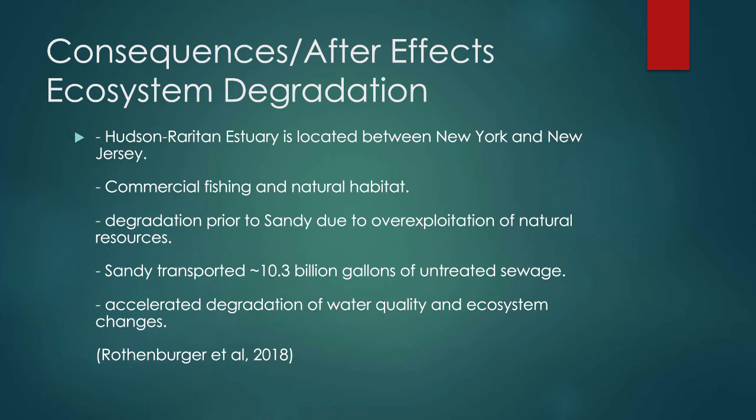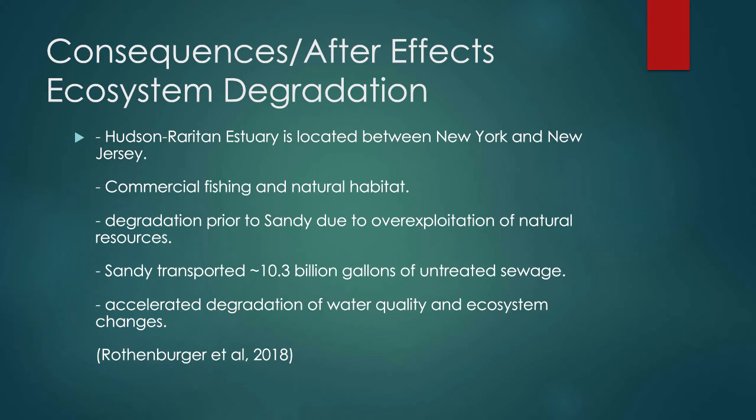But Hurricane Sandy does not only affect our communities and our cities, but it also affects natural ecosystems, and as an extension, that affects us as well. And so the Hudson Raritan Estuary, that is located between New York and New Jersey, is a commercial fishing hub for the nearby communities, as well as a natural habitat for lots of fish. And this estuary had basically been undergoing degradation prior to Hurricane Sandy due to the overexploitation of its natural fish resources, so overfishing was causing the ecosystem to degrade.